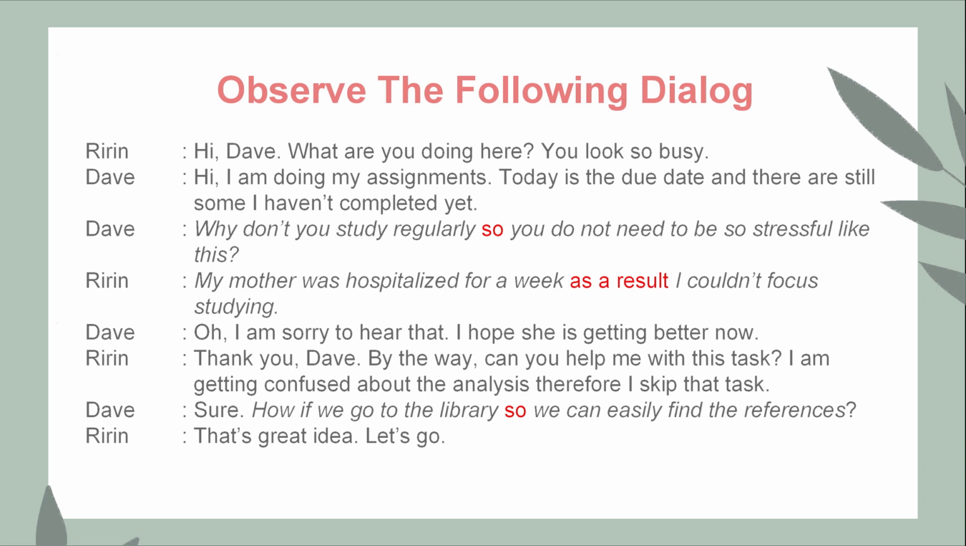So in this second sentence, there is also a relationship between the first event and the second event. The first event is the cause: her mother was hospitalized. Here Ririn said, my mother was hospitalized for a week. This is the first event as the cause, as a result is the conjunction, and then the second event as the effect: I couldn't focus studying.